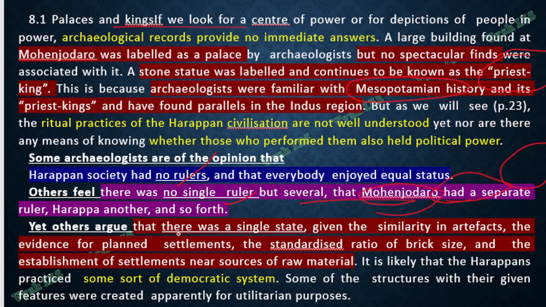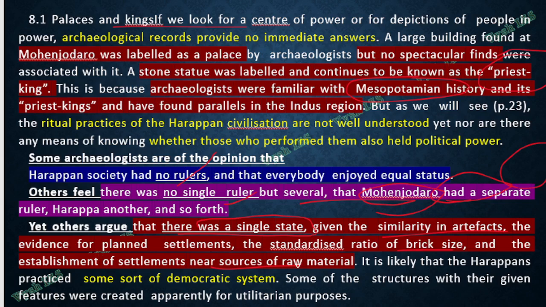Or there was a single state, which is the most probable one, where one king will decide for every city. They are concluding that because, as I told, of the similarity in artifacts, the standardized brick size, the drainage system, and the raw materials found everywhere.